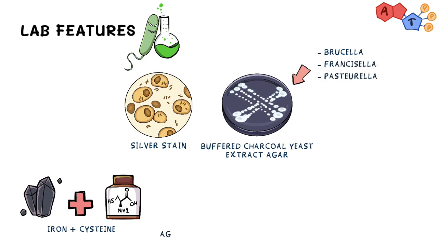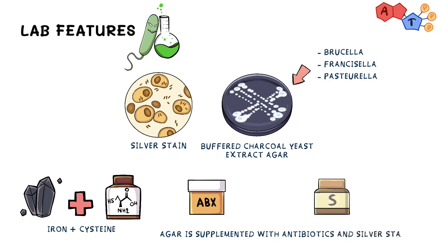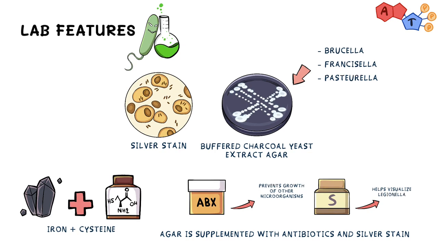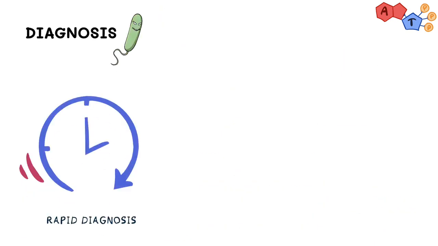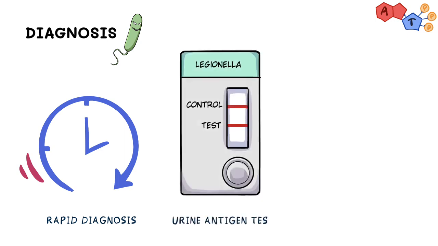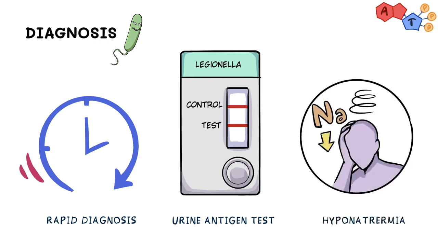We supplement this agar with antibiotics and silver stain. The antibiotics prevent other organisms from growing, and silver stain helps visualize Legionella. If an immediate diagnosis is required, and there is no time for culturing, then a urine antigen test can be done for rapid diagnosis. Also, hyponatremia can be a helpful clue in patients with suspected Legionella infection.